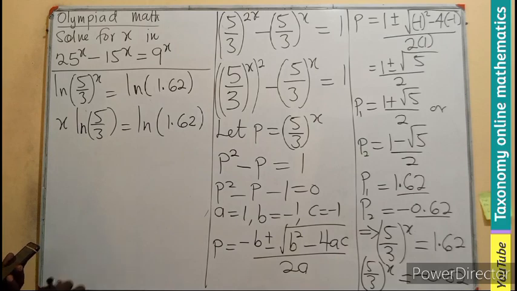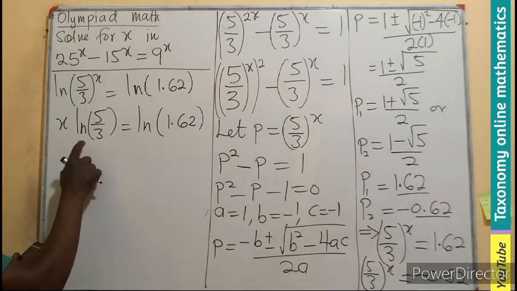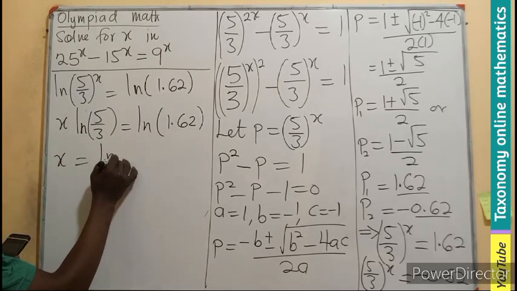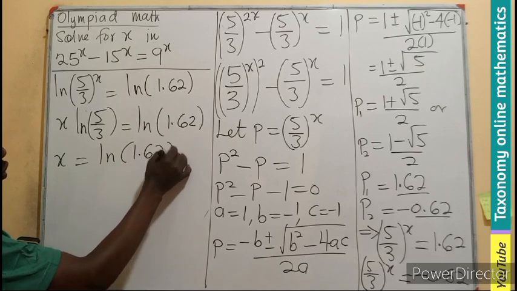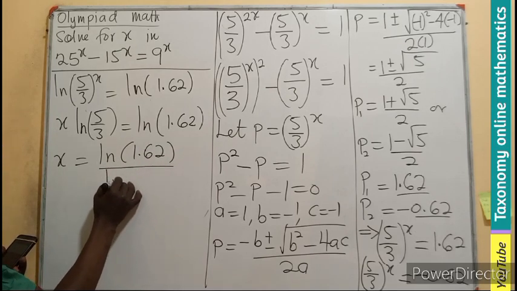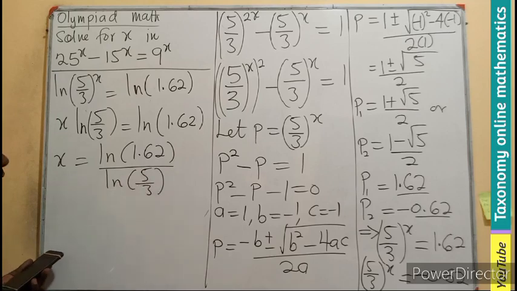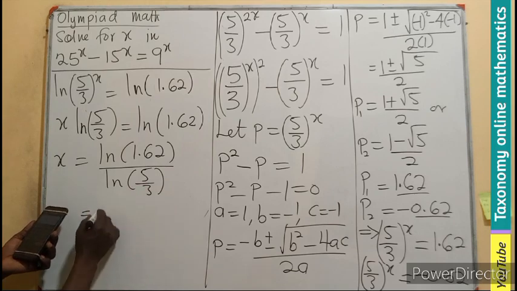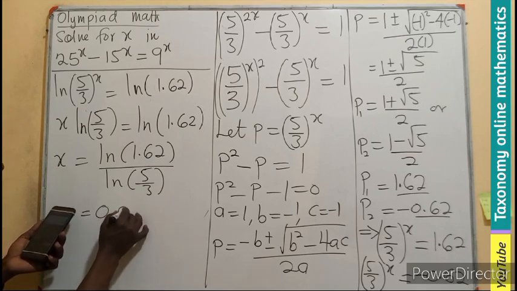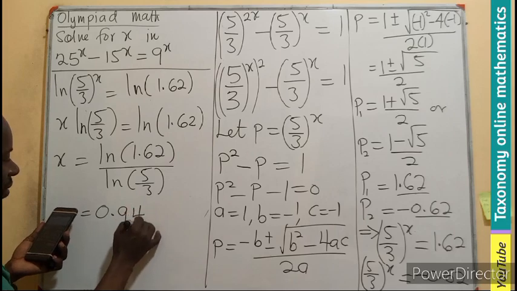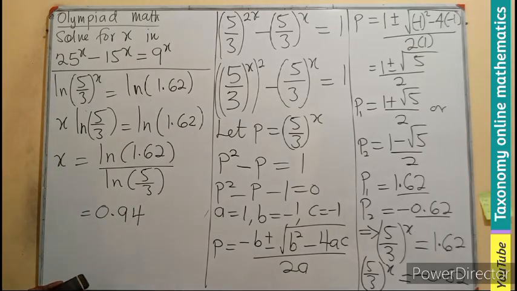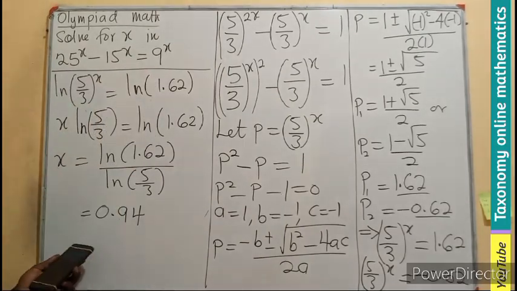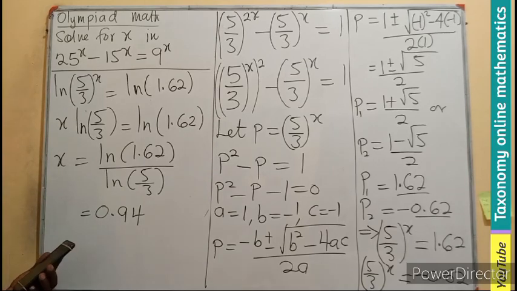Alright. We are looking for x. So now we can divide by this coefficient, right? So your x will be equal to ln 1.62 divided by the ln of 5 on 3. So let's put that in our calculator. In this case, this will give us 0.9444. Let me leave this also to 2 decimal places. So this simply means that the value of x that satisfies this equation is going to be 0.94.